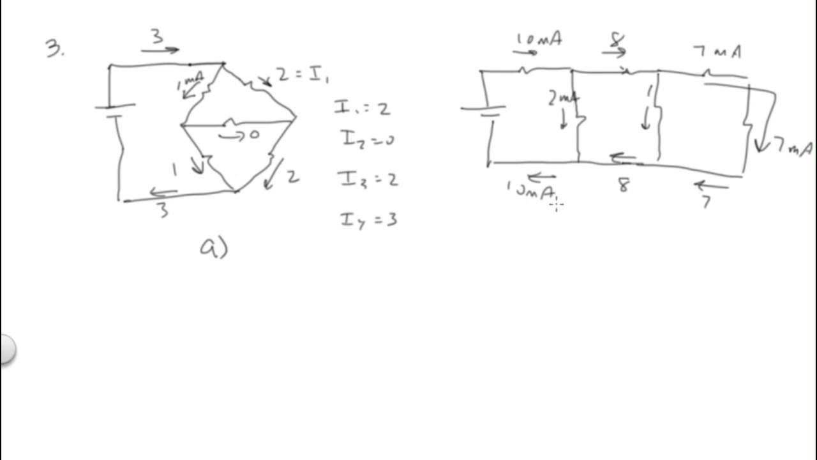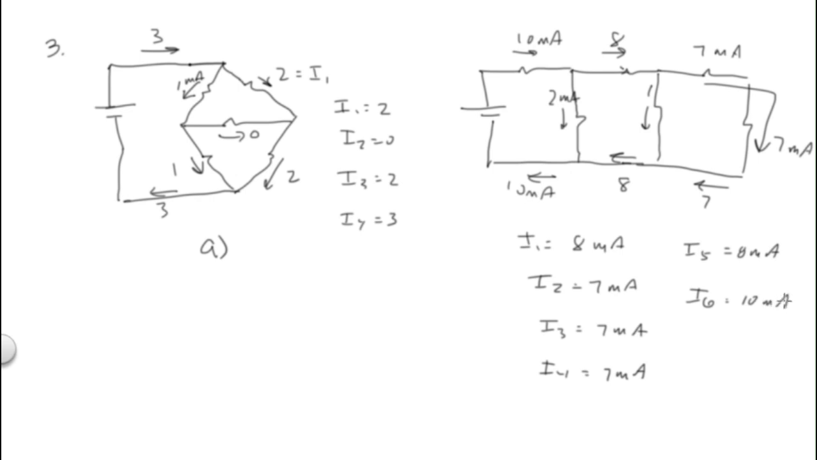So I can write I1 is equal to 8 milliamps. I2 is equal to 7 milliamps. I3 is equal to 7 milliamps. I4 is equal to 7 milliamps. I5 equal to 8 milliamps. I6 is equal to 10 milliamps. And I think we're done. Very good.